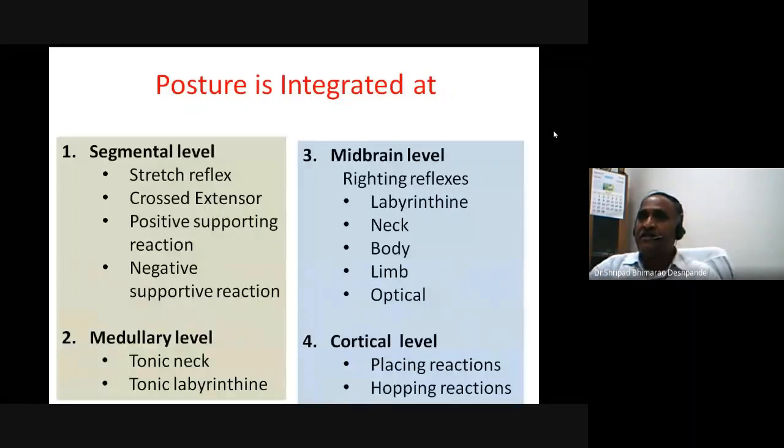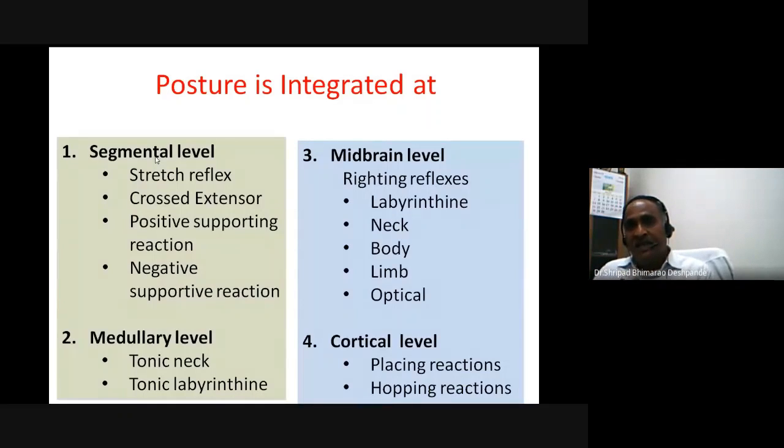Next slide. Posture, as I mentioned last class, is integrated at four different levels. Today I have just made a comprehensive, summarized approach. These integrations happen at four levels: number 1, the segmental level, that is in the spinal cord; number 2, in the medulla; number 3, in the midbrain; number 4, the cortical level.